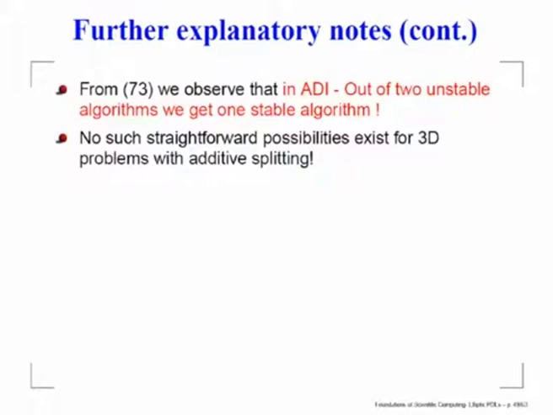Now, this was possible because we are looking at a two-dimensional problem, and the operator that we had, we could split it additively, and we could do those things, so symmetrically the error cancelled out to give us a stable method. For 3D problem, we really can't have the same luxury of straightforwardly applying this procedure. We may have to do a little additional manipulation. So additive splitting does not really work out as easily as it does for 2D. That is one thing that we observe about ADI.